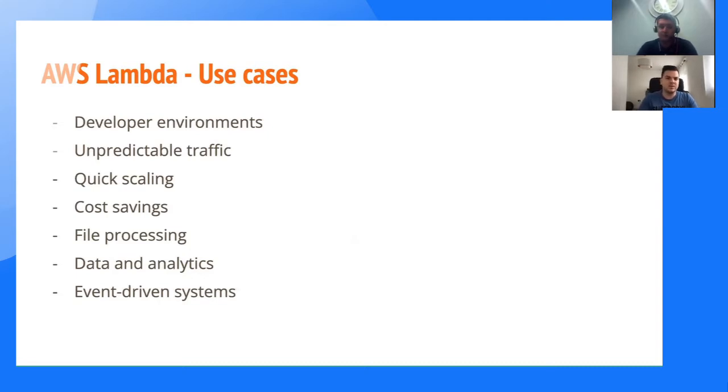The most typical use cases for serverless and AWS Lambda are developer environments. You wouldn't want to run servers overnight when nobody is using them. Second one is unpredictable traffic, when you have spiky traffic, or you just can't really determine how the service will be used. So when you send out lots of newsletters, for example, then you might predict that there's going to be some demand, but in most cases, maybe there just isn't much going on.